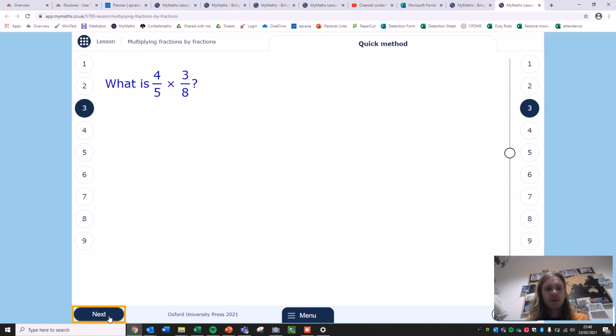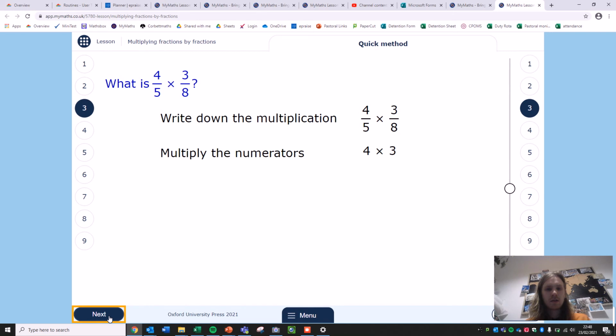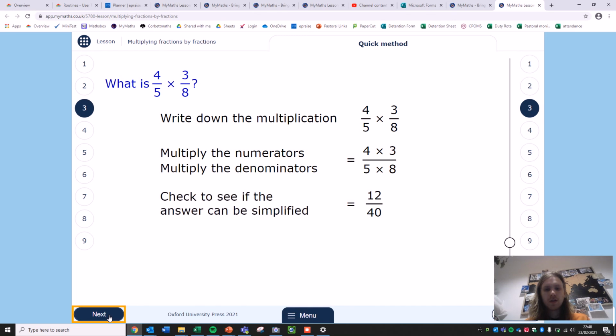So here's one more example then. 4/5 times 3/8. We're going to multiply those numerators. 4 times 3 is 12. Multiply the denominators. 5 times 8 is 40. So 4/5 times 3/8 is 12/40. And if you want to make it even better, we can cancel it down. The top and the bottom have got a common factor of 4. So divide the top and the bottom by 4 and make it 3/10.